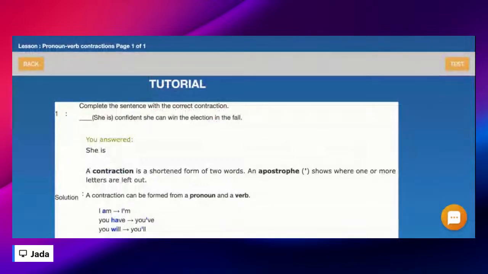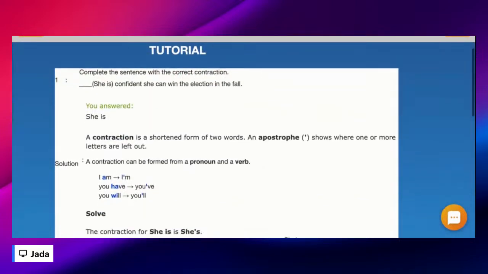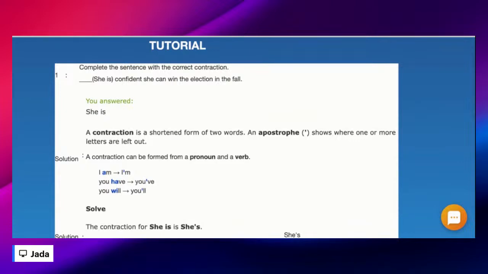First of all, we need to note what a contraction is. A contraction is a shortened form of two words, and an apostrophe shows where one or more letters are left out. So you have two words, and the shortened version is what we call the contraction. The apostrophe shows us where we removed some letters. A contraction can be formed from a pronoun and a verb.